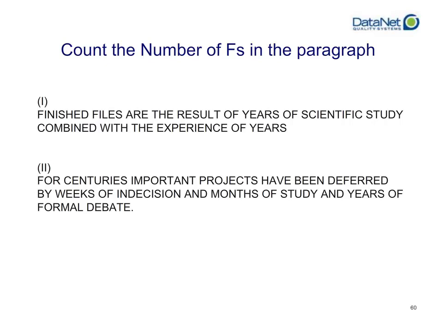So the question is, why is it that the first time you go over these paragraphs, you tend to miss a lot of the letters that are present? In this case, the word finished, that's 1. Files, that's 2. Are the result of, that's 3. That tends to get missed. Years of, that's 4. Scientific study, that's 5. Combined with the experience of, again, that's another letter of that tends to get missed. That's number 6 for the first paragraph. In the second paragraph, for centuries, important projects have been deferred, that's number 2. By weeks of, that's number 3. Indecision, and months of, that's 4. Study, and years of, that's 5. Formal, that's 6. Debate.